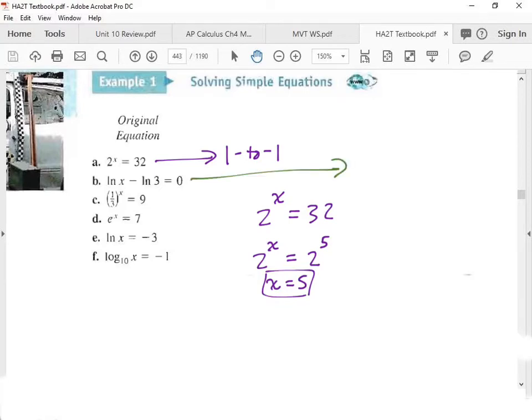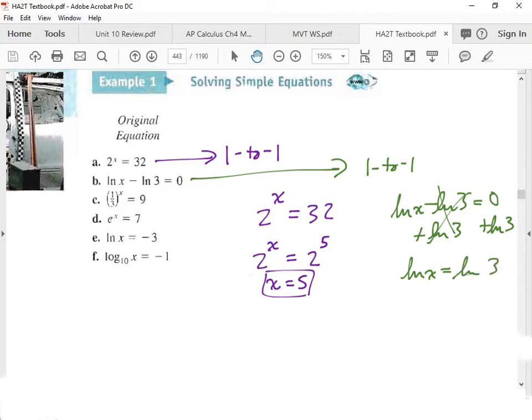That's this guy right here. Now, this one is unique because it equals 0 on the other side. So we're going to use one-to-one again here. We have natural log of x minus natural log of 3 equals 0. What we're going to do is take this natural log of 3 and move it to the other side. We're going to add natural log of 3 to both sides. And then after we do that, we get natural log of x equals natural log of 3.